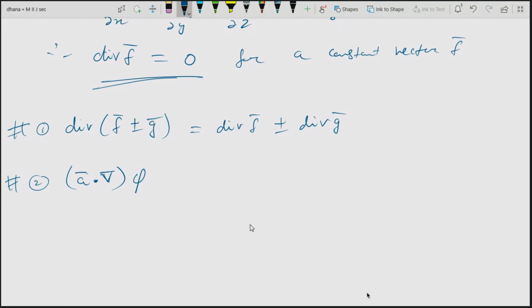So this will be nothing but A bar dot I cap dou by dou x of phi, dou phi, with the summation sign I write. This summation sign means I have two more terms for j and k also. Okay, to make you understand, let me prove this one. First I'll write A bar as it is, and the dot product you are taking with the operator del.